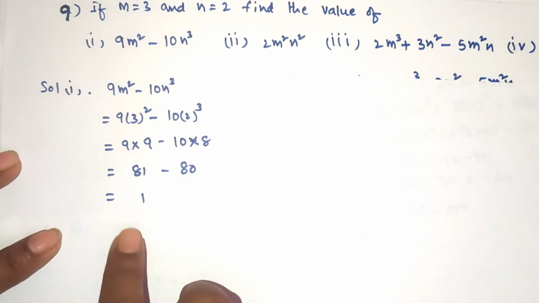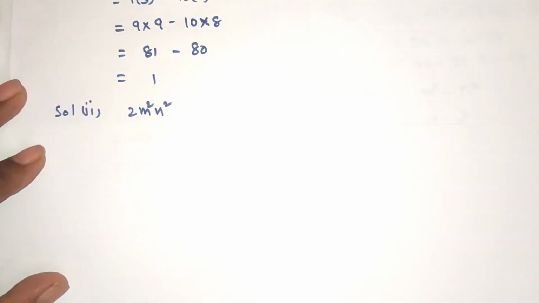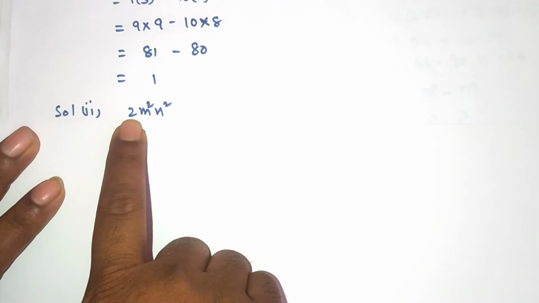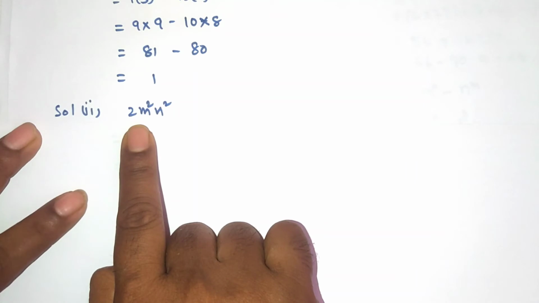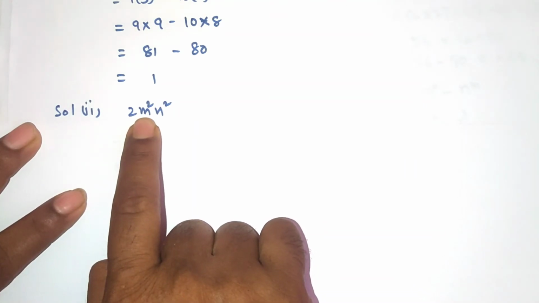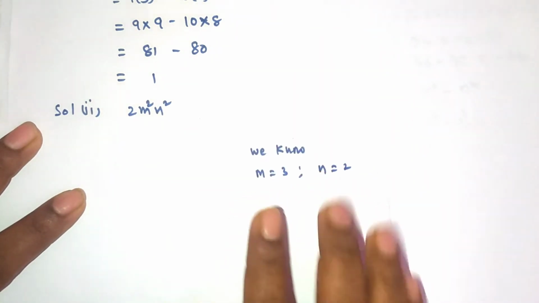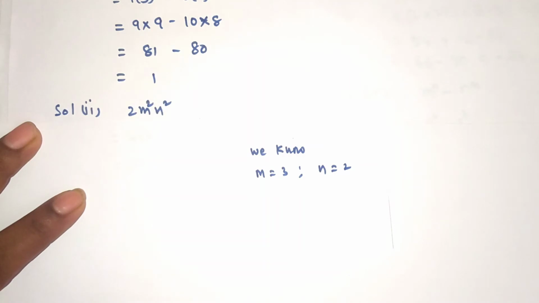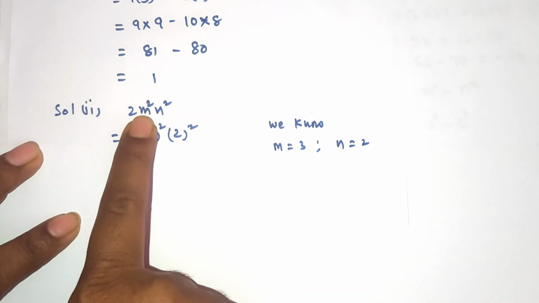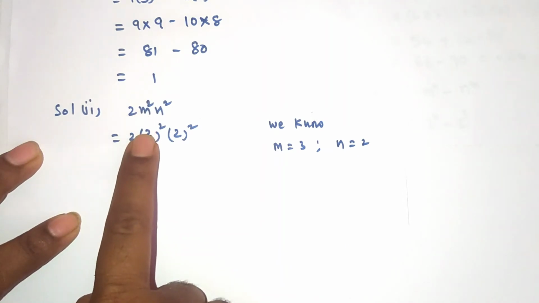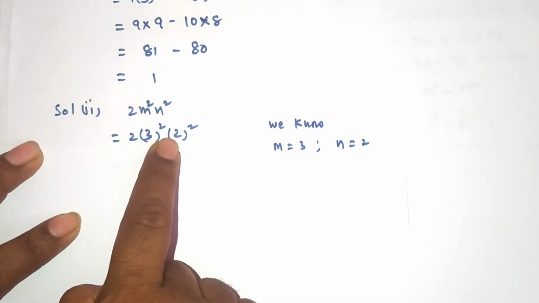Let us solve the next problem. Here we have to find the value of this equation. As we have done in the earlier problem, we have to replace the values of m and n. We know the value of m and n. m is equal to 3 and n is equal to 2 according to the problem. So we replaced m with 3 because m is equal to 3. We replaced n with 2 because n is equal to 2.